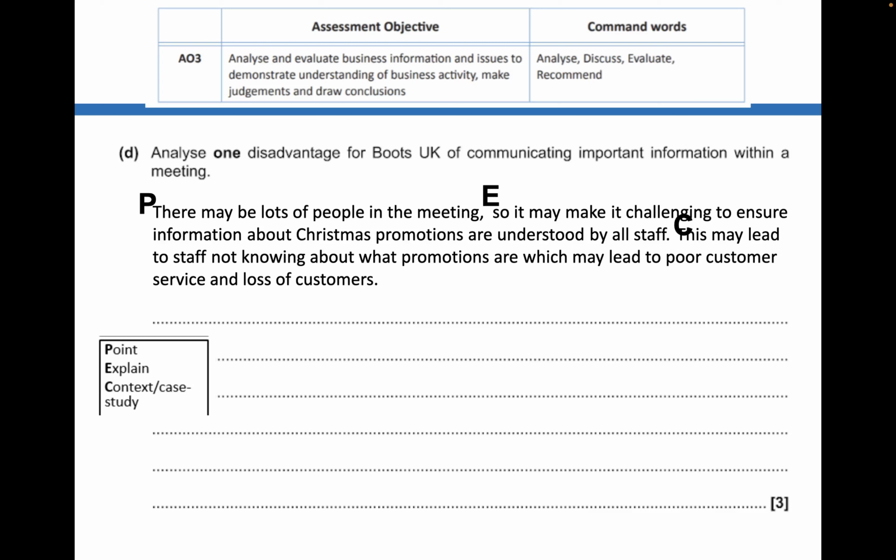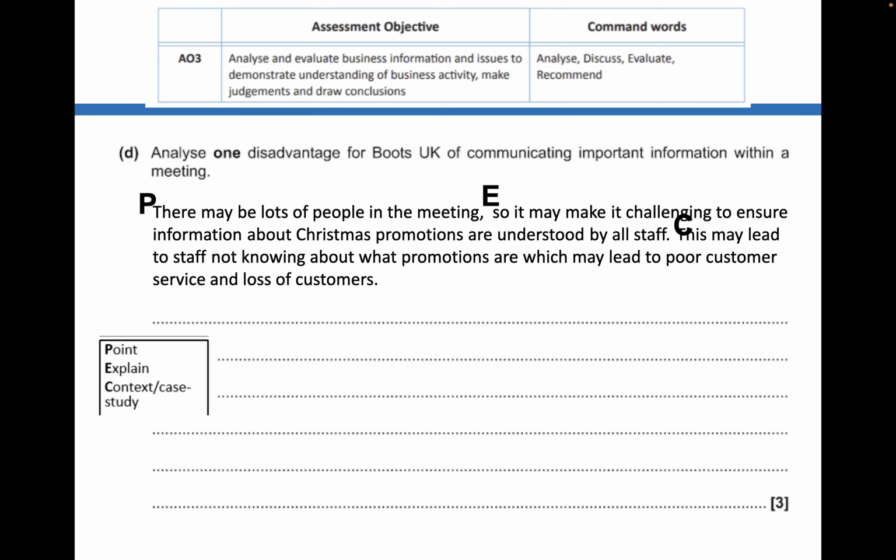But if you look in my explanation, I've linked it to Christmas promotions, which was in the case study. So even before I got to the C bit, I've already referenced something from the case study. If you can bring in something from the context, from the case study, from the type of business into your explanation, it really helps lift your answer.